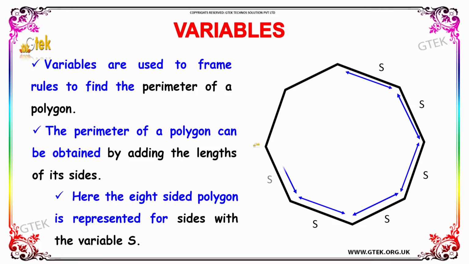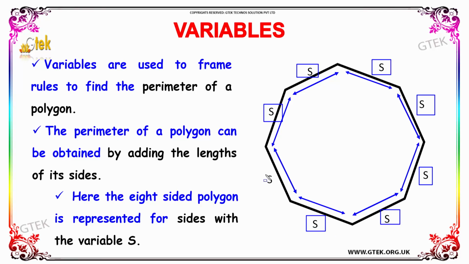Now let's start with the term called variables. Variables are used to frame rules to find the perimeter of a polygon. The perimeter of a polygon can be obtained by adding the lengths of its sides. You can find here the sides represented as S. So these are the sides of a polygon. Here the 8-sided polygon has its sides represented with the variable S.